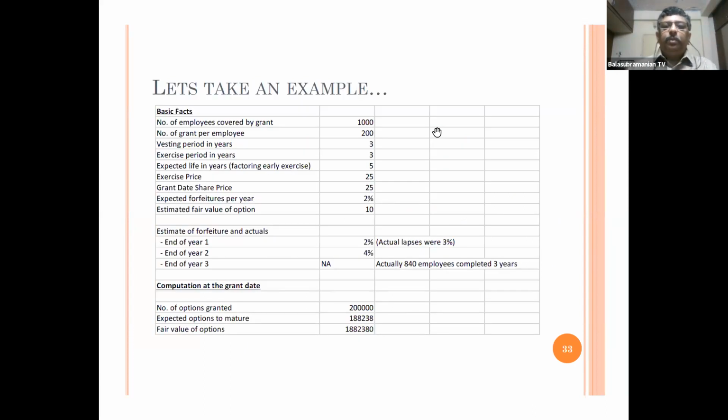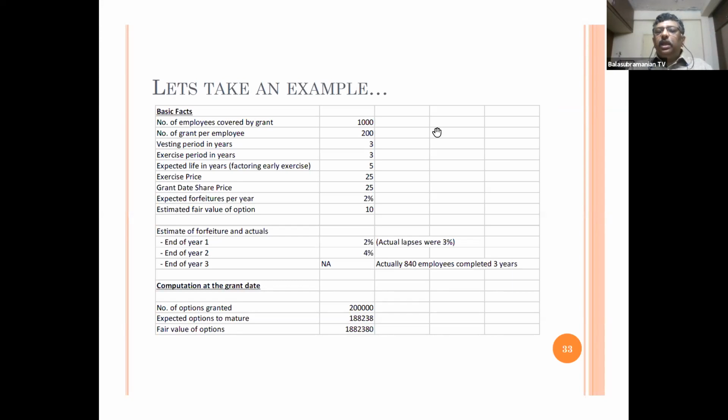So let's look at an example of the grants and how it works. Let's say there are 1,000 employees covered by the grant, and the number of grants is going to be 200 grants. Vesting period is 3 years. Exercise period is 3 years. Then expected life is considered here at 5 years, though the total life is 6. Based on expectation of early exercise, the expected life is considered to be 5. Exercise price is 25. Grant date share price is also 25. Then there is a forfeiture expected of 2%, and estimated fair value of the option is 10. Let's say when you do this calculation, you are getting an option value of 10.